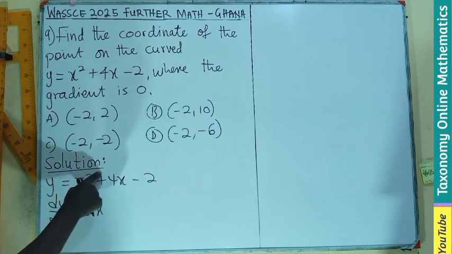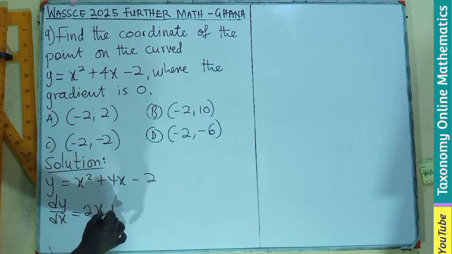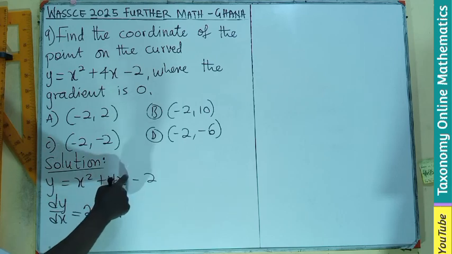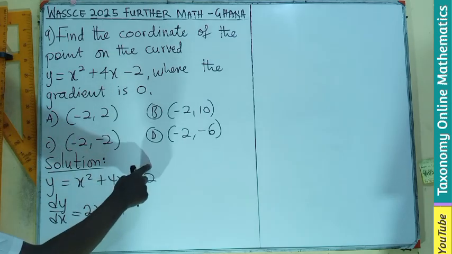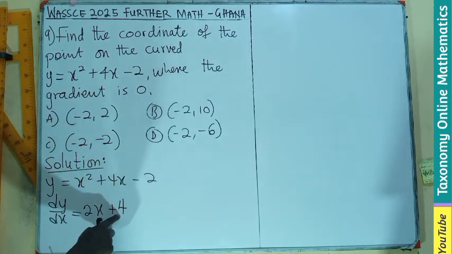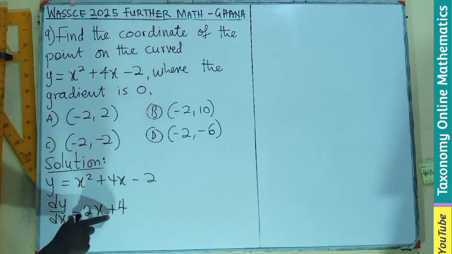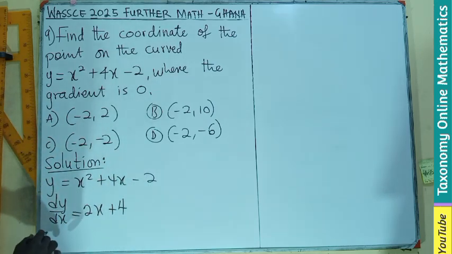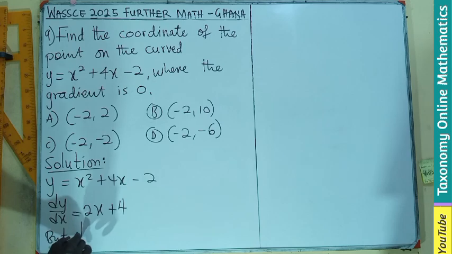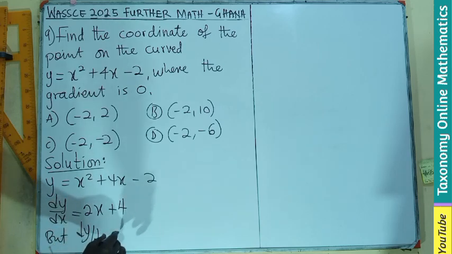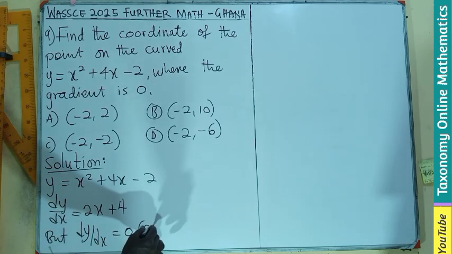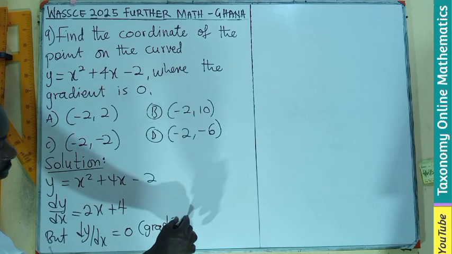You subtract 1 from the power, that gives you power 1, plus 1 is here multiplying 4, then x minus a power of 1 minus 1 gives you x power 0, which is 1. This gives you 0. So this is what we are having. But we can be sure that your dy/dx equals 0, which is the gradient.